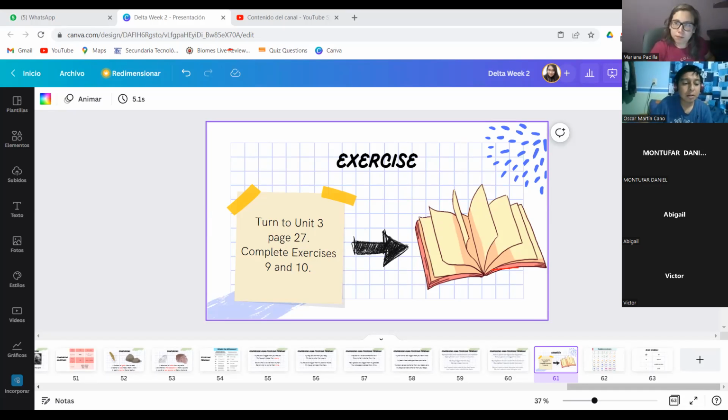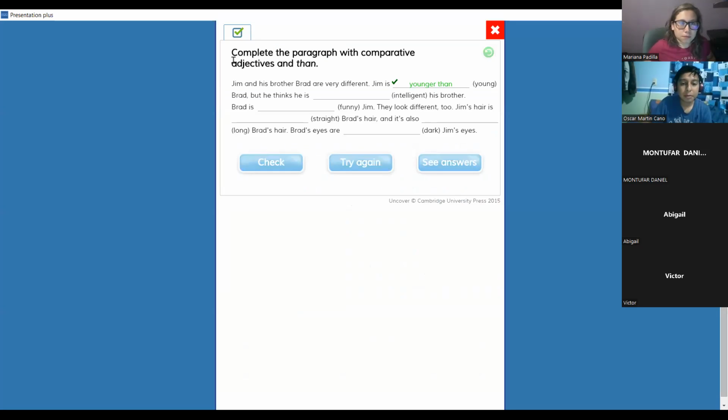It says complete the paragraph. ¿Sí lo ves? Ah, sí. Complete the paragraph with comparative objectives and then. Wait, this isn't the one.